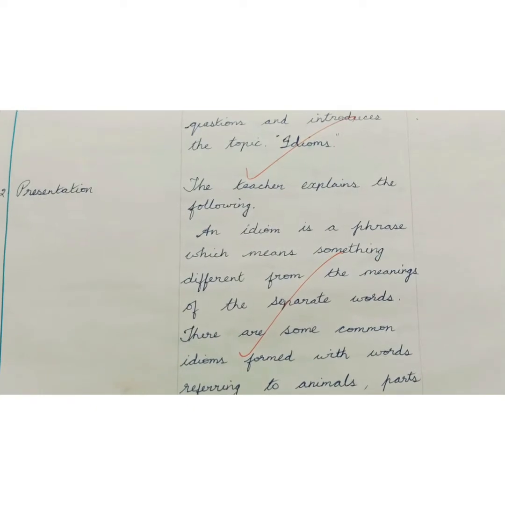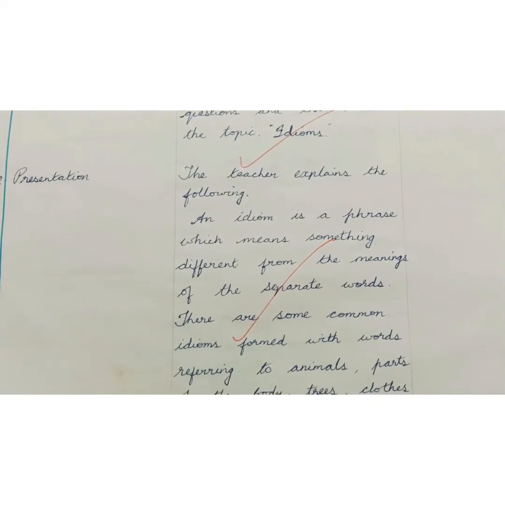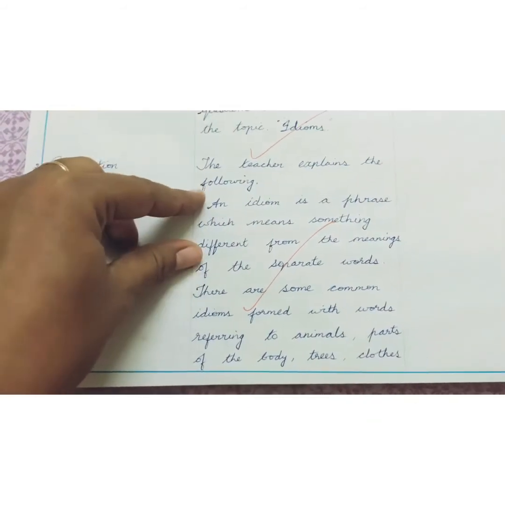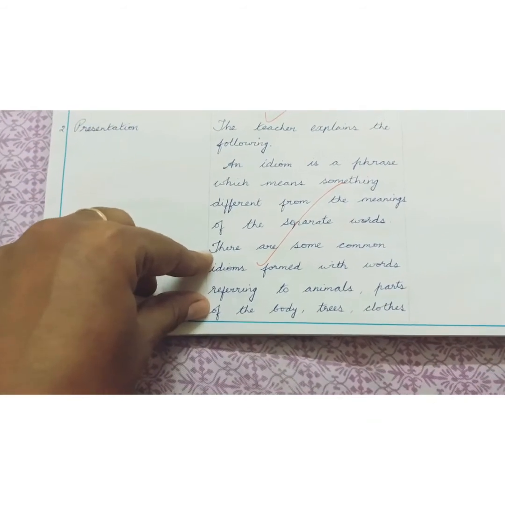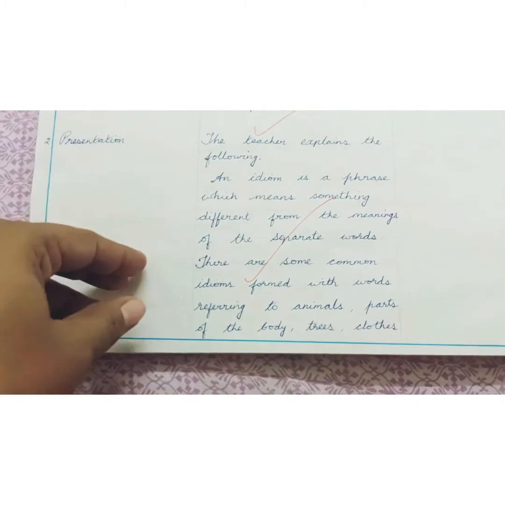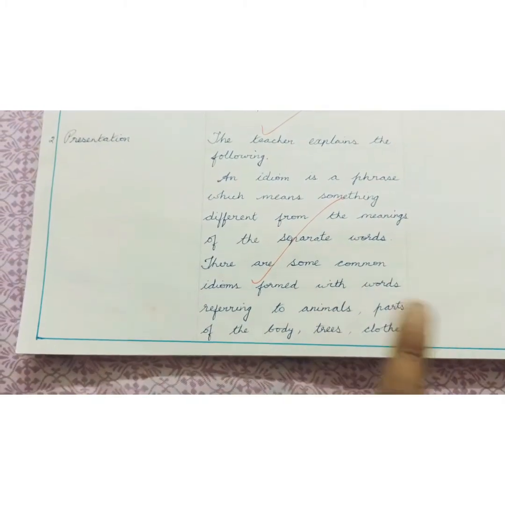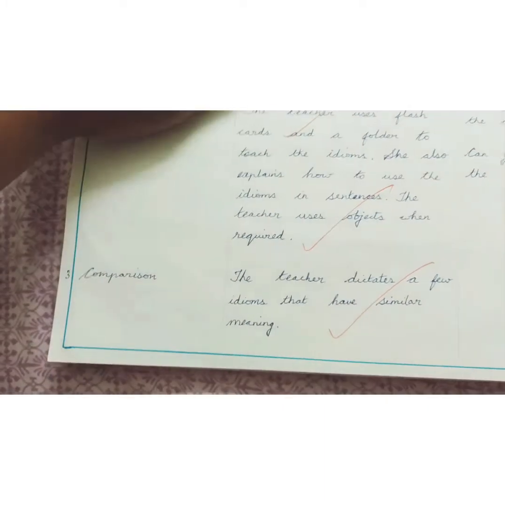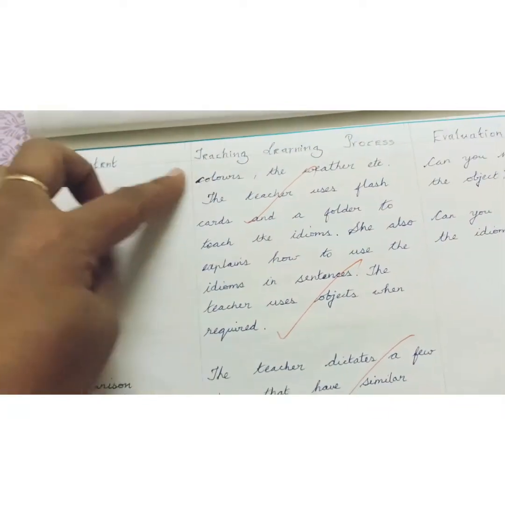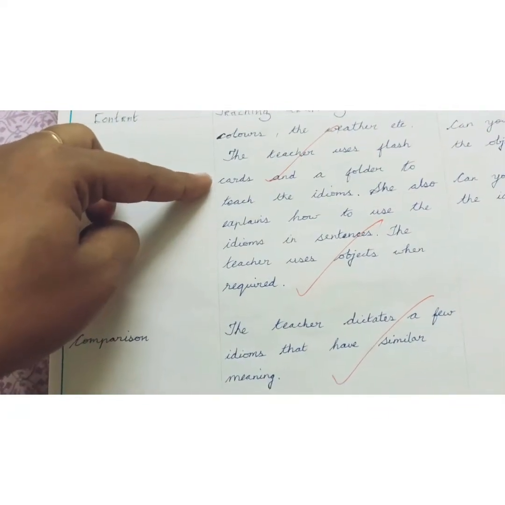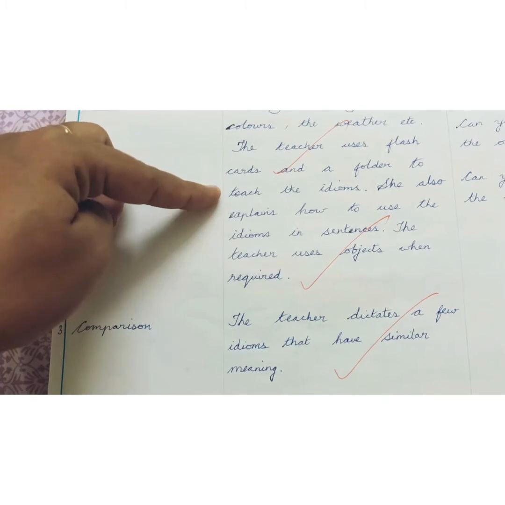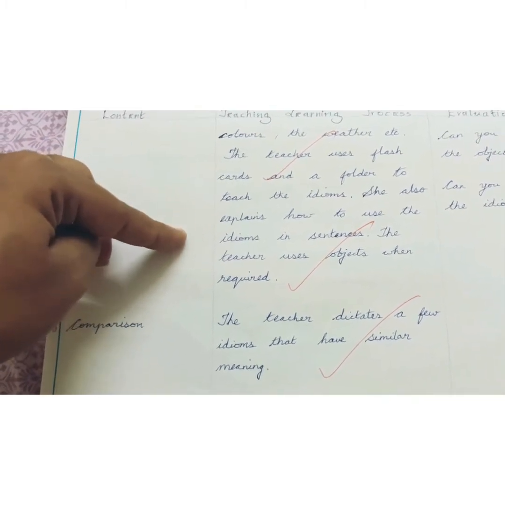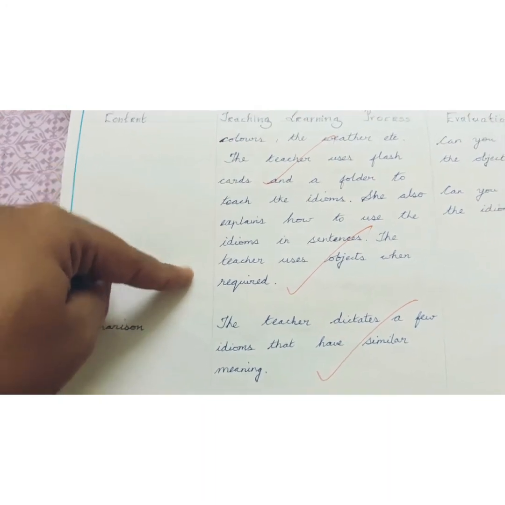Step 2, presentation. The teacher explains the following. So here the explanation of what an idiom is given, and then we also tell them that there are some common idioms formed with the words animals, parts of the body, trees, clothes, colors, weather, etc. Next, the teacher uses flashcards and a folder to teach the idioms. She also explains how to use the idioms in sentences. The teacher uses objects when required.